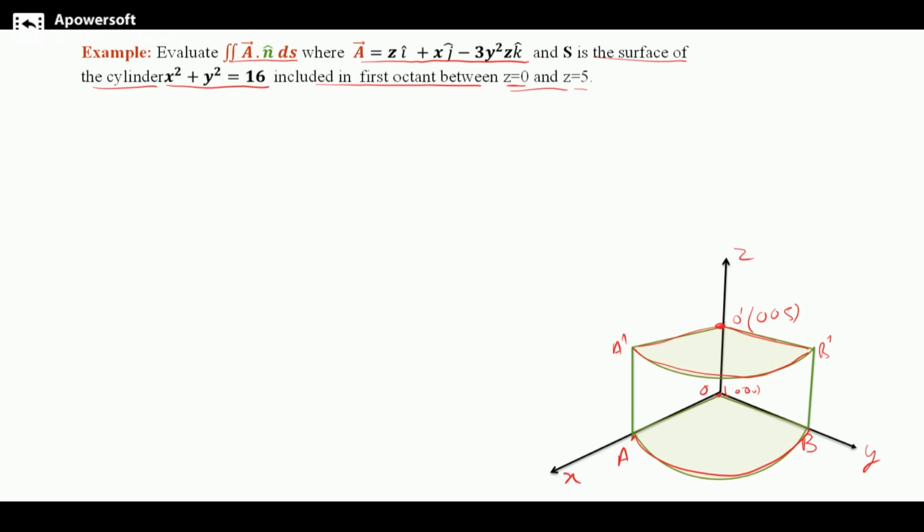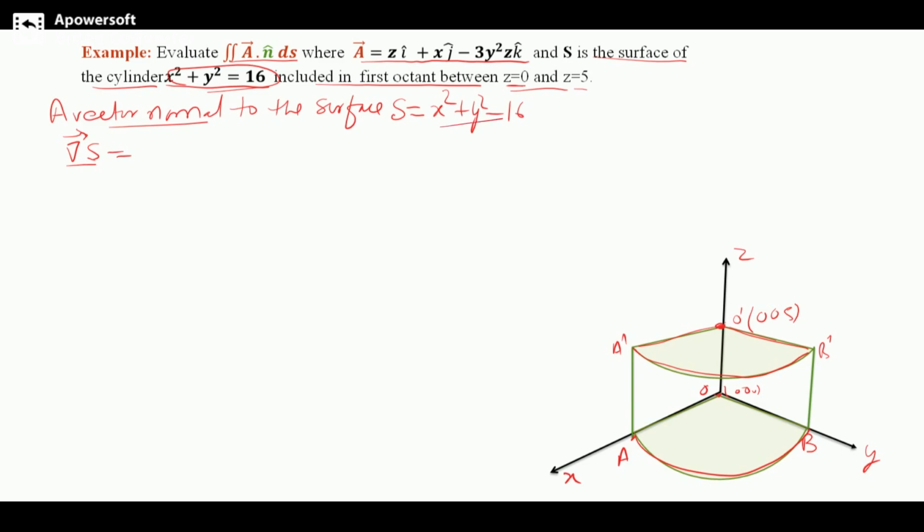Now, as in the previous example, first we take a vector normal to the given surface. Suppose the surface is S, that is x square plus y square minus 16. So first we take the vector normal. The vector normal is del S, the gradient of that surface.